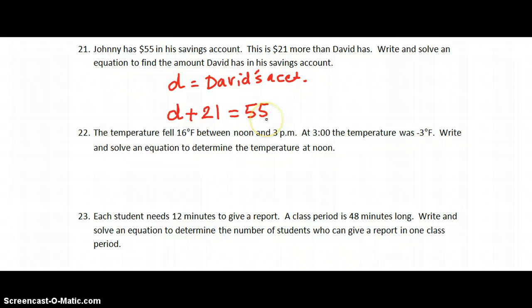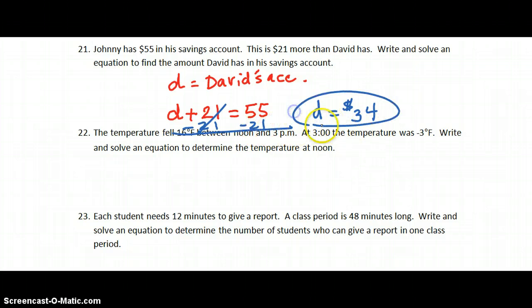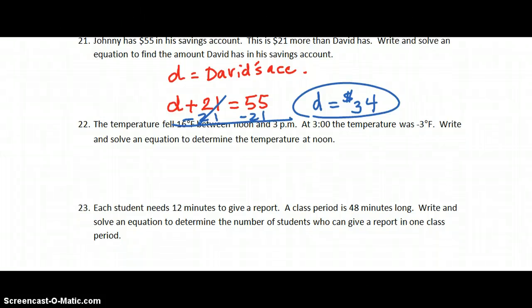And there it's a real simple addition problem where we have to do the inverse of addition, which is subtraction. So we would subtract 21 from both sides of the equation, and that will cancel. And D equals, when I do my subtraction here, I get 34. That's the amount of money that David had in his account, $34. All right, you try the next one.